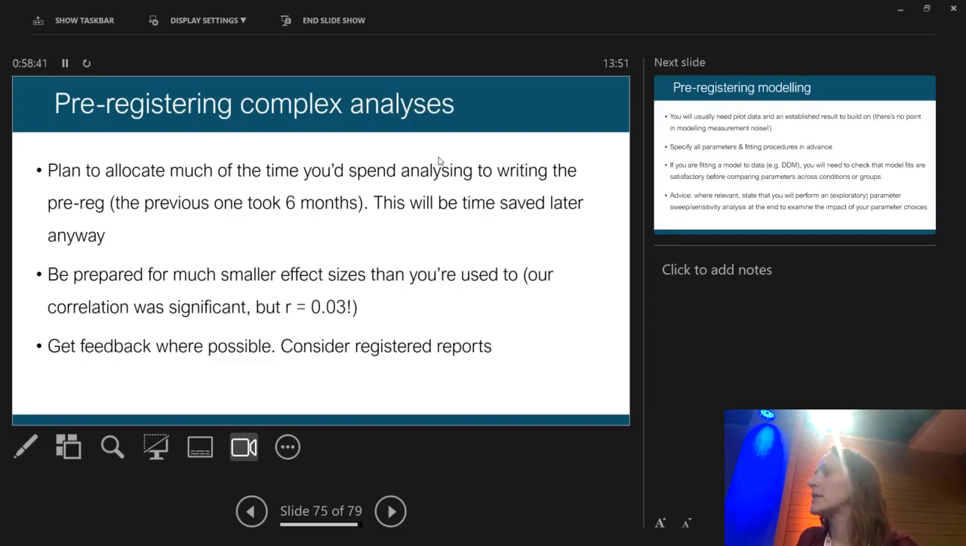But the important point is that some journals, when you do this process, you get acceptance at stage 1 before you get the data. So even if your results are messy or horrible or null or whatever, things journals usually don't like, they commit to publish anyway, as long as you follow.